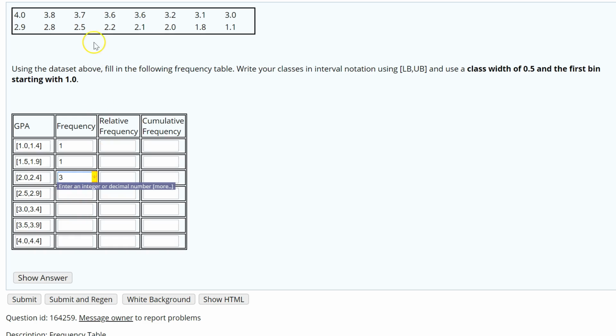And we'll continue for each of these. So 2.5 to 2.9, it looks like we have 3. 3.0 to 3.4, looks like we have 3. 3.5 to 3.9, it looks like we have 4. And then just 1 that goes into here.